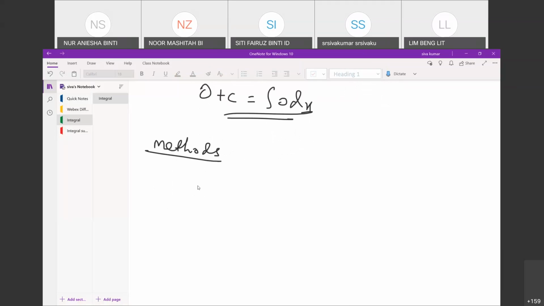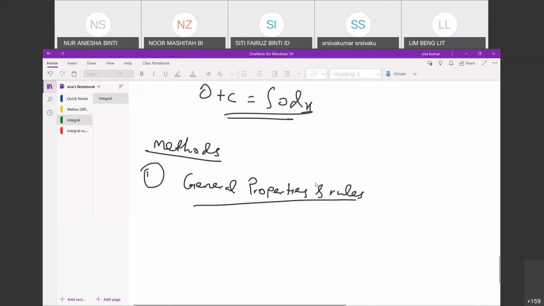But the first one is general properties and rules. This is very important. It is the fundamental, therefore we go for the general properties and rules first. We don't have time.